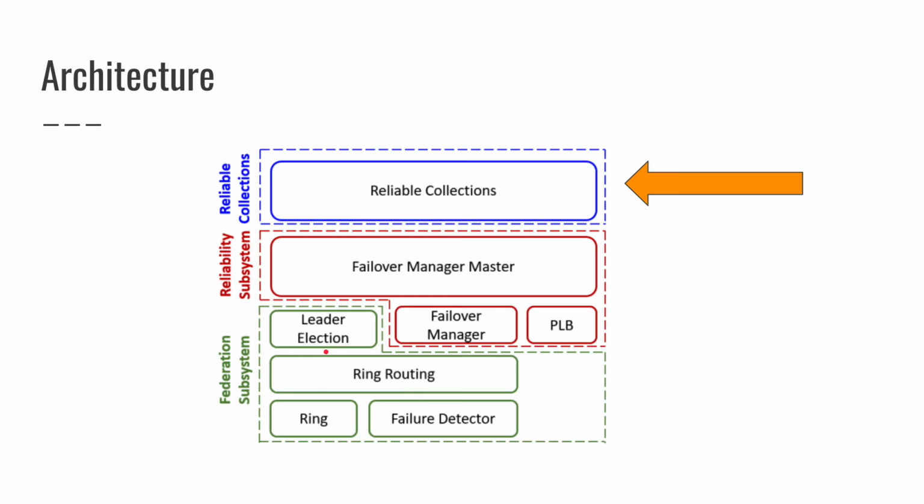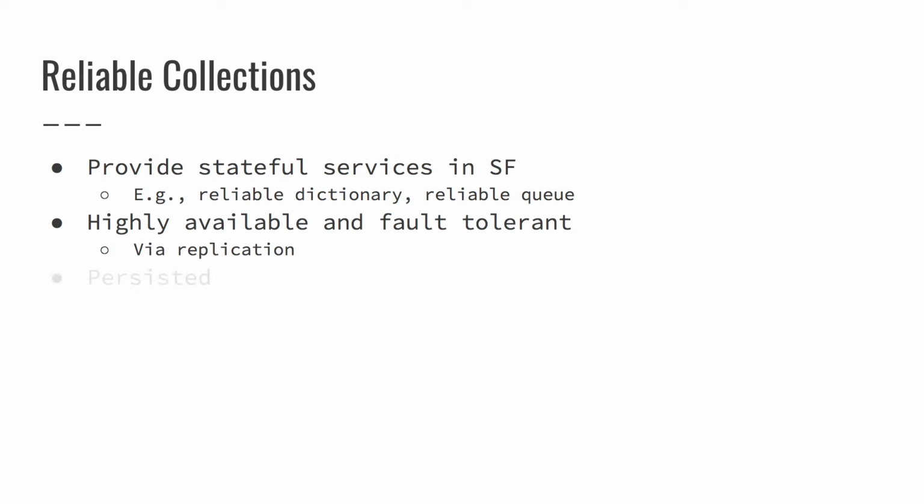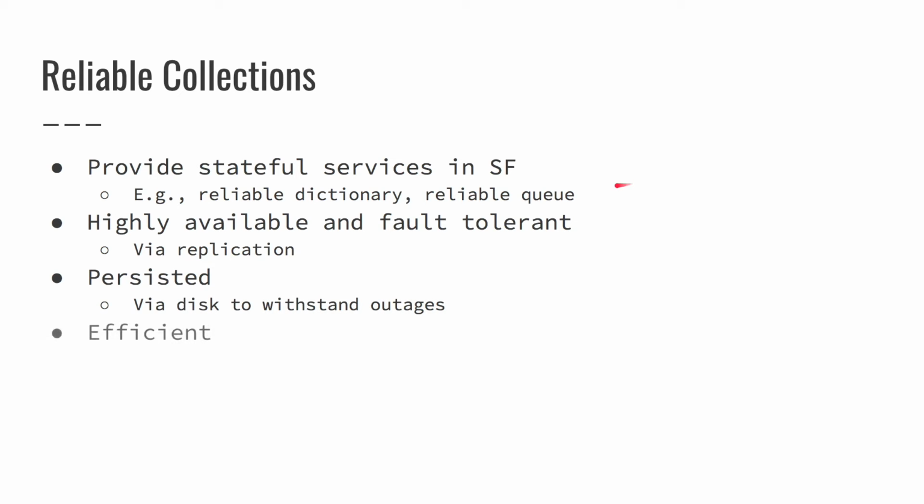And just to remind you where we are, that's the top layer. Reliable collections provide stateful services in Service Fabric, for example, the reliable dictionary and reliable queue. It's highly available and fault tolerant via replication. It's persisted via disks so that it can withstand outages.